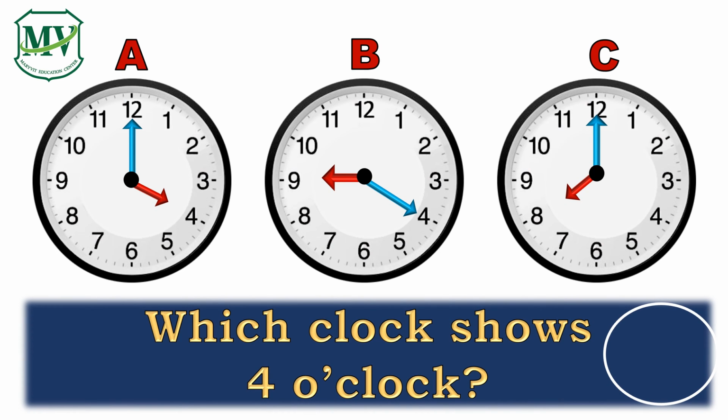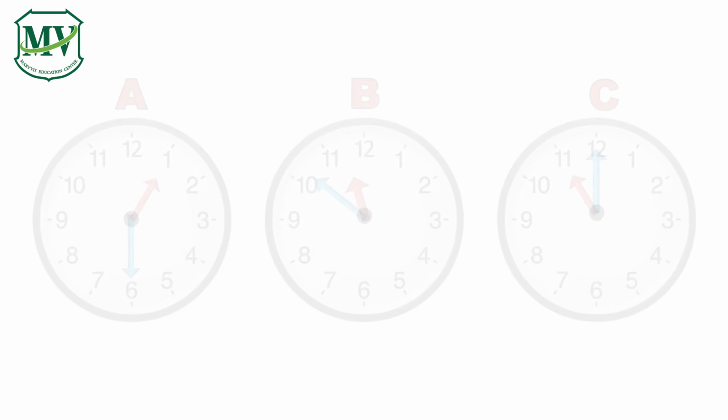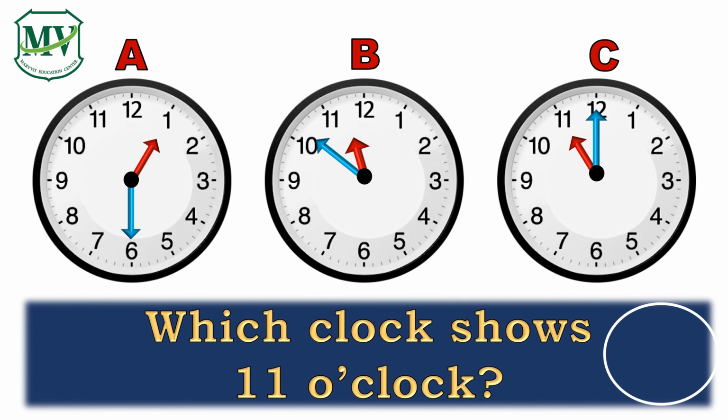Which clock shows 4 o'clock? Letter A. Which clock shows 11 o'clock? Letter C.